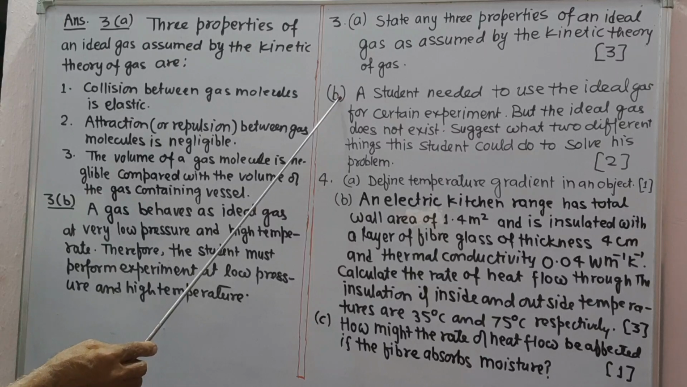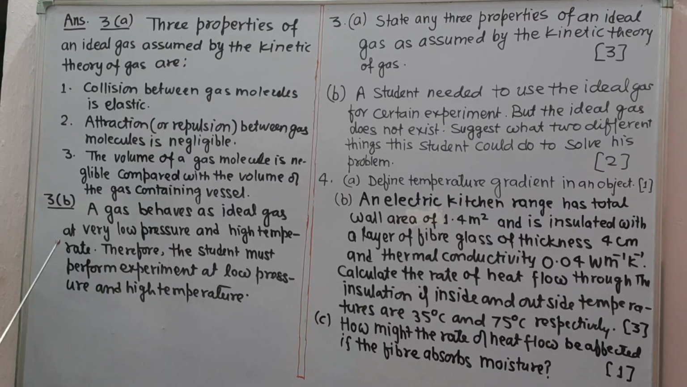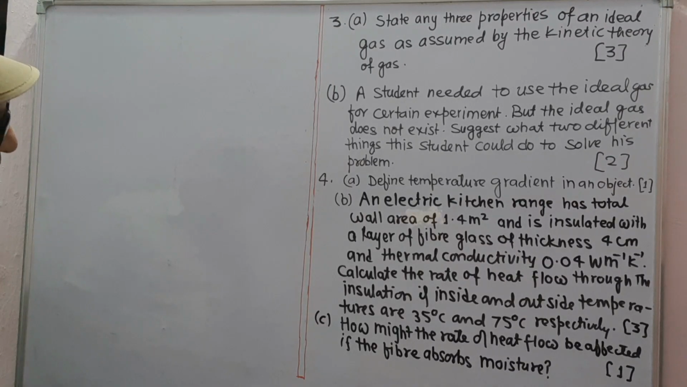Second part B. A student needed to use the ideal gas for certain experiment, but the ideal gas does not exist. Suggest what two different things this student could do to solve his problem. Answer: 3B. A gas behaves as ideal gas at very low pressure and very high temperature. Therefore, the student is suggested to perform his experiment keeping the pressure very low and temperature very high of the gas.